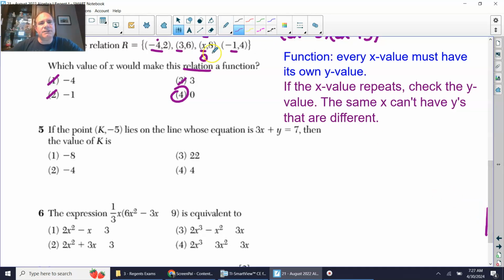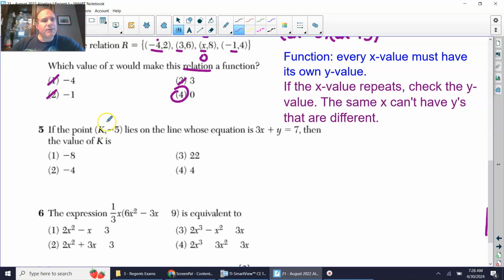Also, you could put these on a graph if you really wanted to and do the vertical line test. That's a longer way of doing it. But again, you see that the vertical line test has to go through just once. When you draw that vertical line, if it goes through twice, it's not a function. If it goes through once, it is a function.